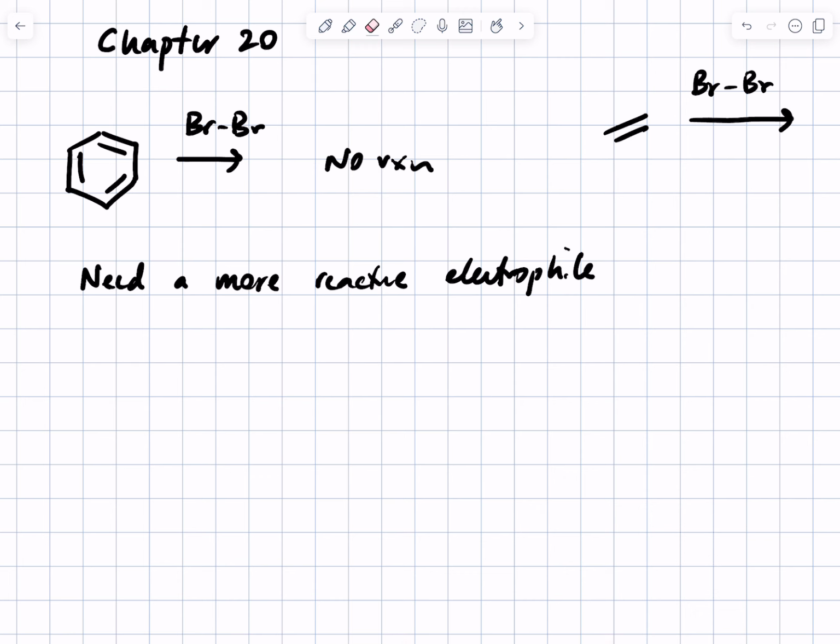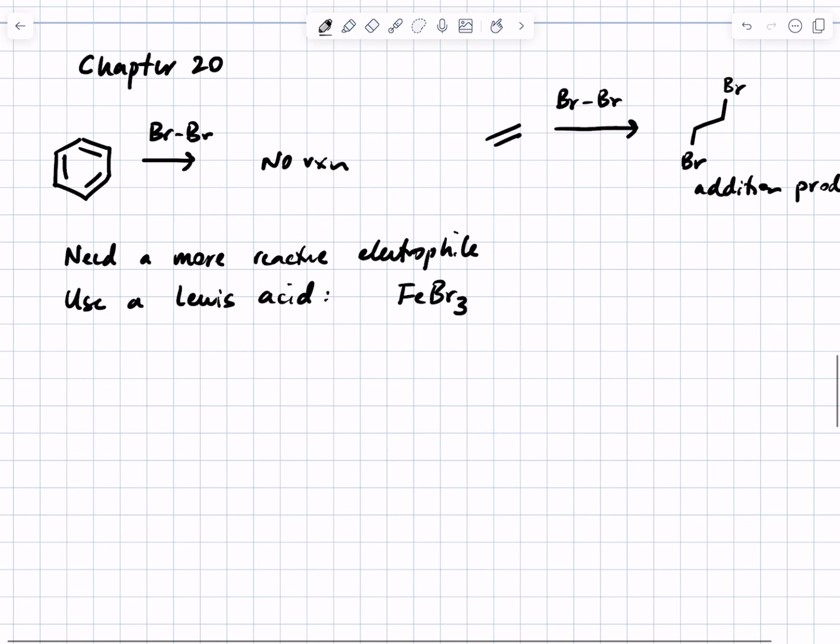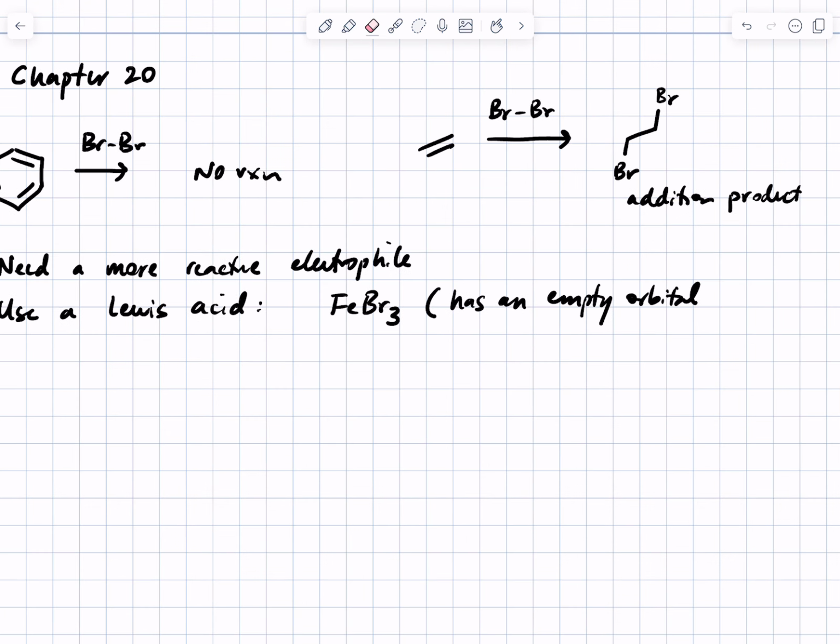So how do you make bromine more reactive? And the answer is we're going to use a Lewis acid to make one of the bromines an even better leaving group. The Lewis acid we're going to use is iron tribromide. Now, you don't need to know about the bonding in iron tribromide at this stage, or really ever in this class, other than to say that iron tribromide has an empty orbital that's low energy and that can accept electrons from bromine.